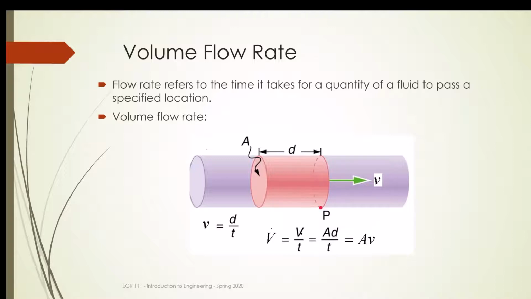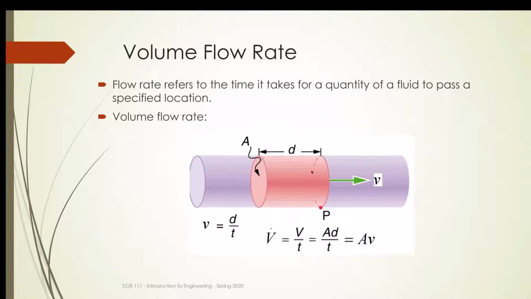And the volume flow rate is basically that volume per unit time. Think about this whole cylinder going past some point, let's say P, in some unit of time. Could be per second or minute, hour, or something. And what we recognize when we change it to A times D is that D over T is just distance per unit time, which is velocity.